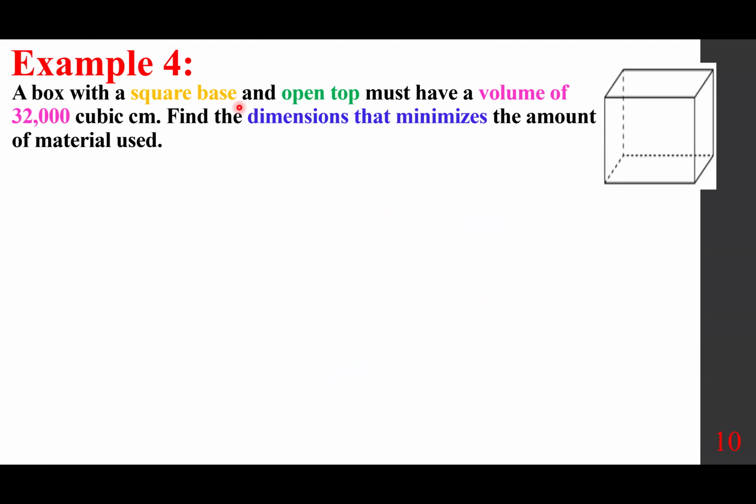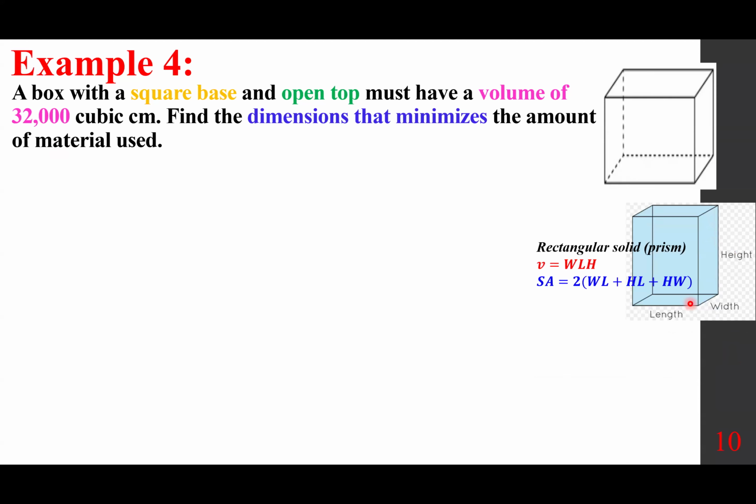A box with a square base and open top must have a volume of 32,000 cubic centimeters. Find the dimensions that minimize the amount of material used. So let's discuss a couple of items from prior knowledge of mathematics, algebra, geometry, reminding you this is called a rectangular solid or prism. Here's the length, here's the width, here's the height. If you multiply the three, you get the volume.